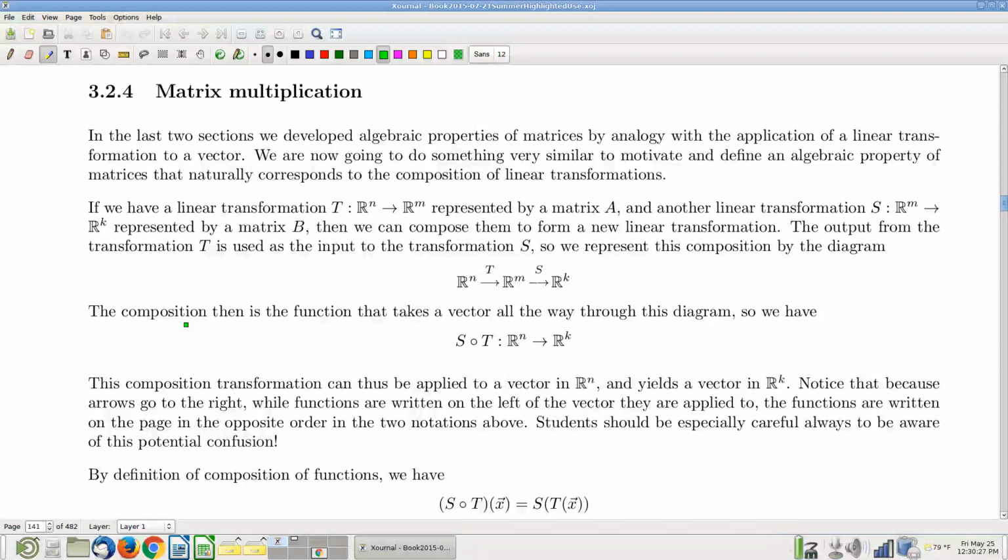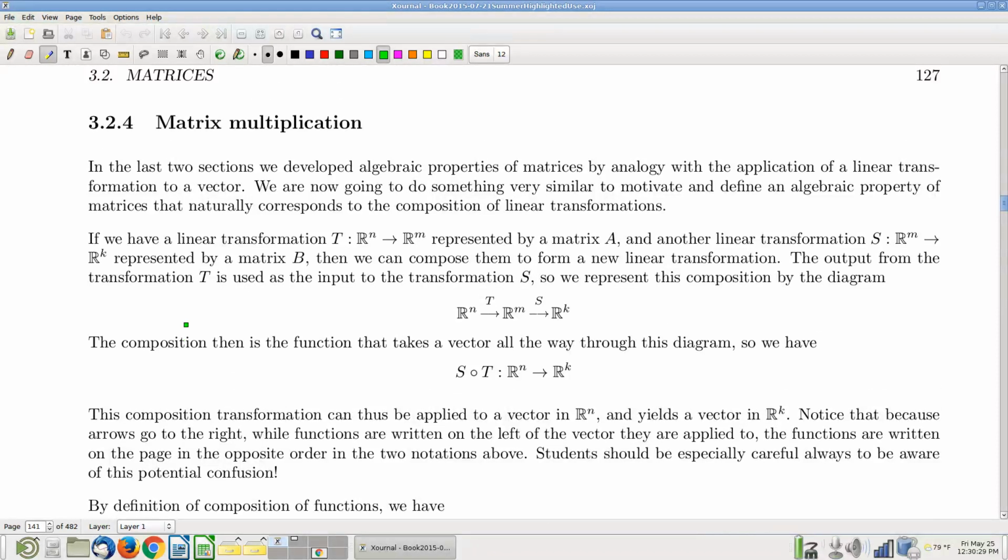Okay, so here's where we left off last time. We were talking about matrix operations. We ended with how to multiply a matrix times a vector. So we're going to pick up from there. So next question, how do you multiply two matrices times each other?